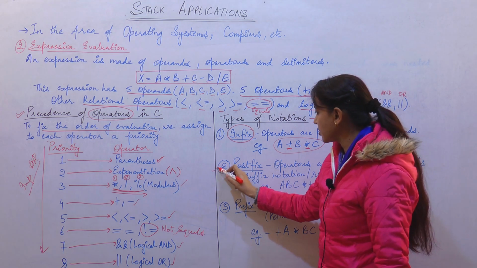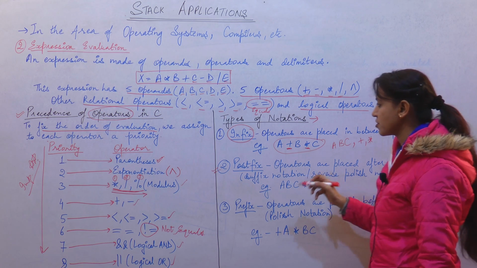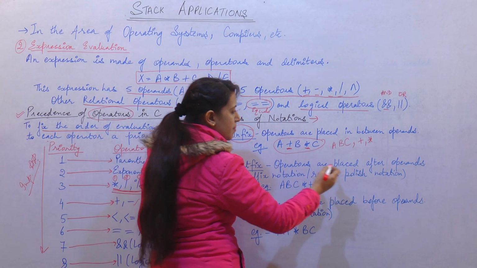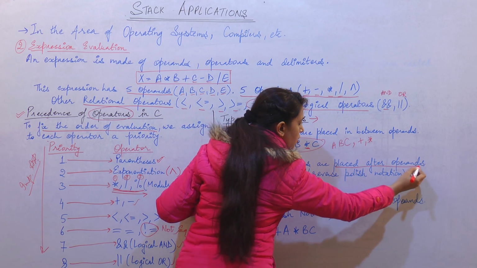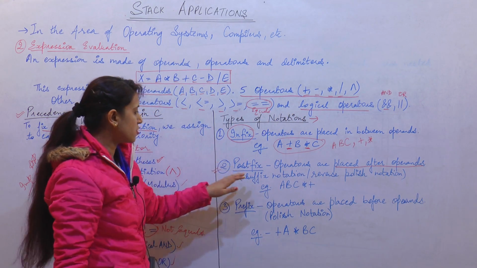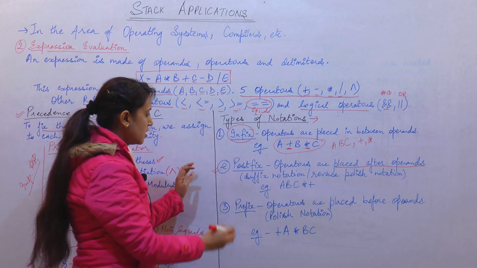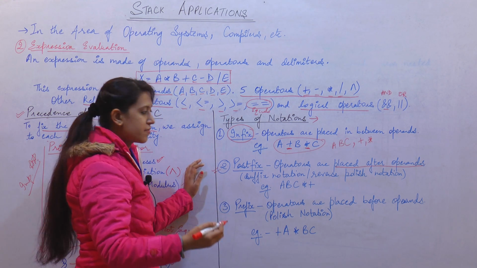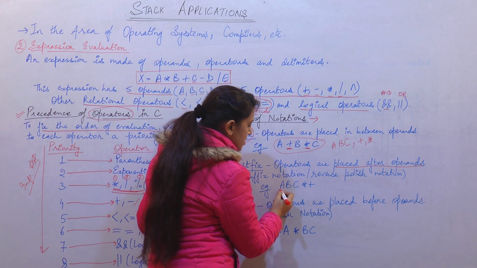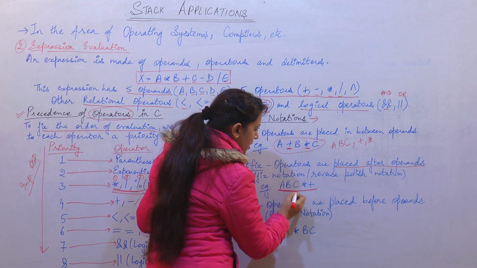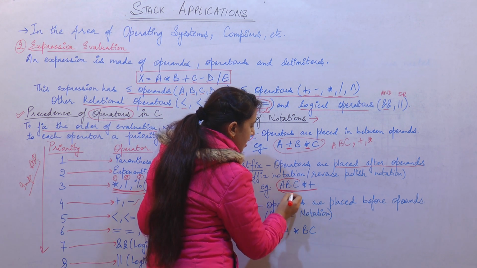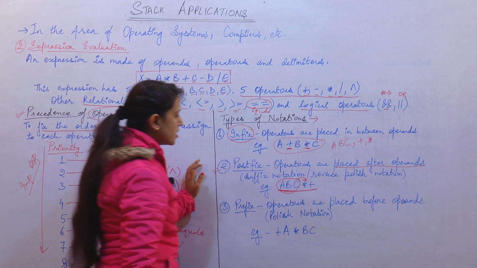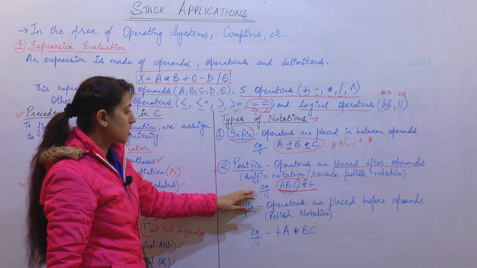Our next type of notation is postfix notation. In postfix, as the name already suggests, postfix means operators are placed after operands. Post means after operands. So postfix notation gives us that operators are placed after operands. This can be understood using this example. Here operands are placed and operators are placed after operands.